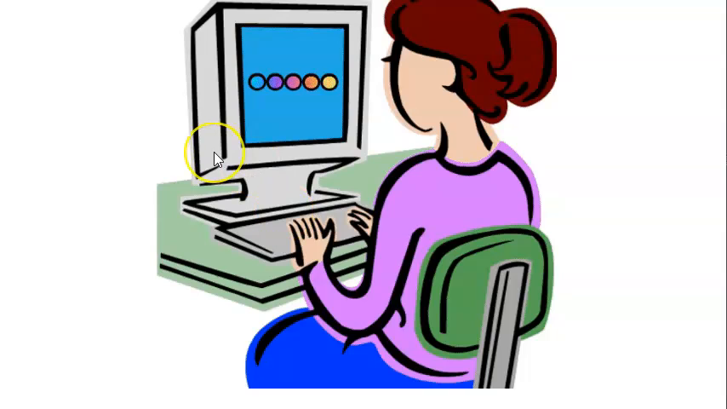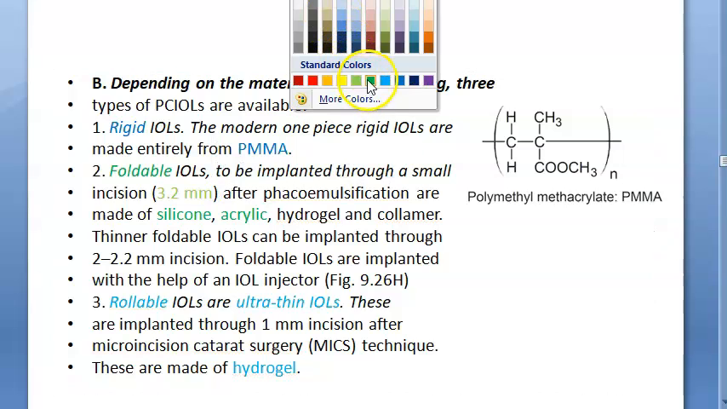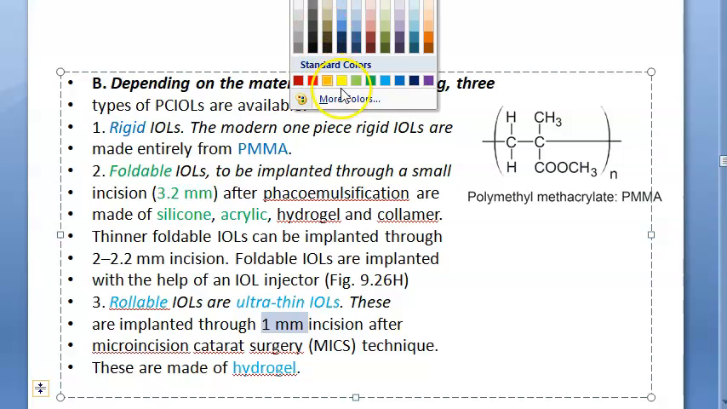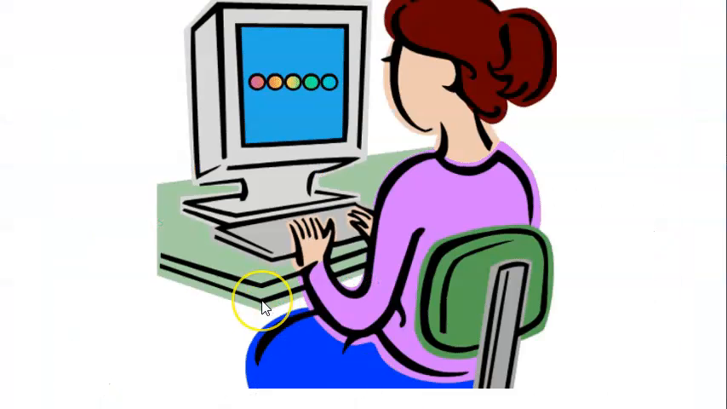Guys, what did you understand? Rigid, foldable, and what is the third one? Rollable. Yes. See, for rigid, PMMA; foldable, silicone, acrylic, you remember. Hydrogel, we will remember for the third one. See here, the incision is around 3 millimeter for foldable. Okay. And for rollable, just a 1 millimeter incision in micro incision cataract surgery. They will put a rollable IOL. These are made up of hydrogel. Are you understanding, guys? Is it going over your head?